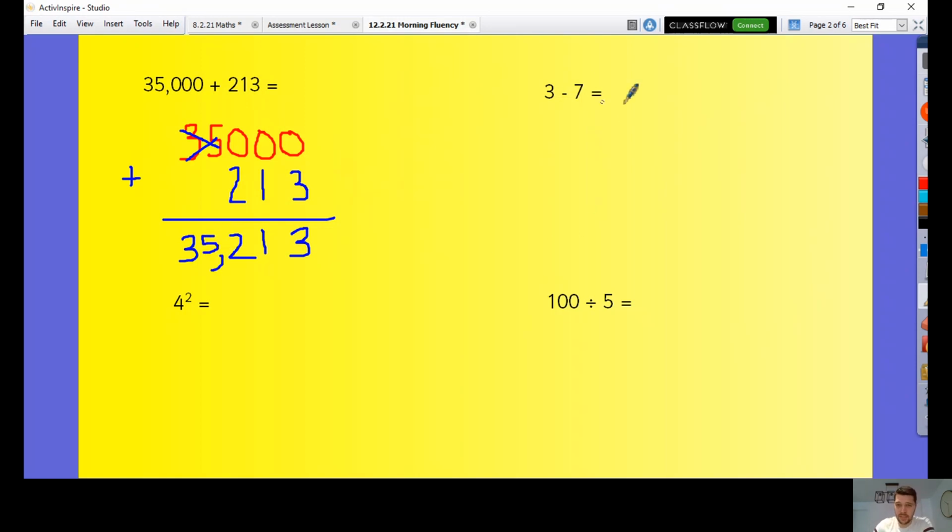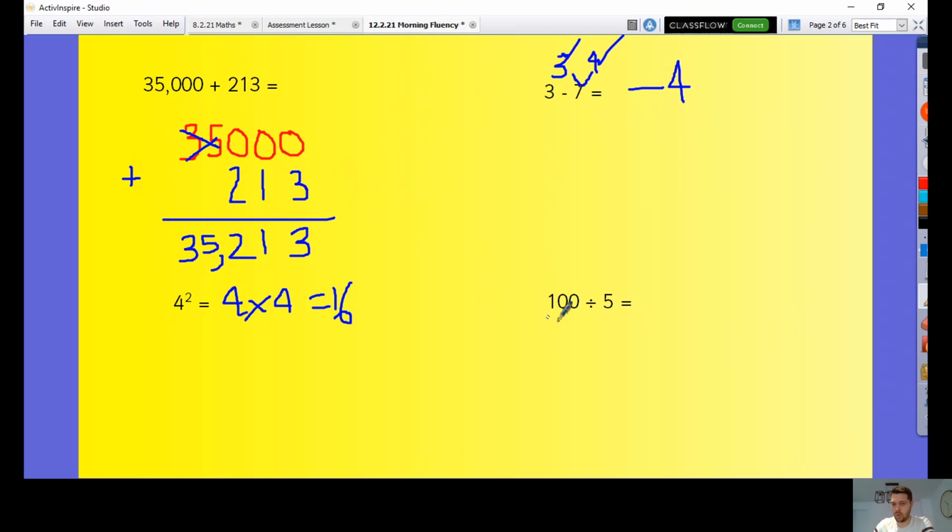So it's 35,213. 3 take away 7. We could put this on some form of number line, but I know that 3 take away 3 will give me 0. So if I split this into 3 and 4, I'm now on 0. Take away the 4 is negative 4. 4 squared, so 4 times 4 equals 16.